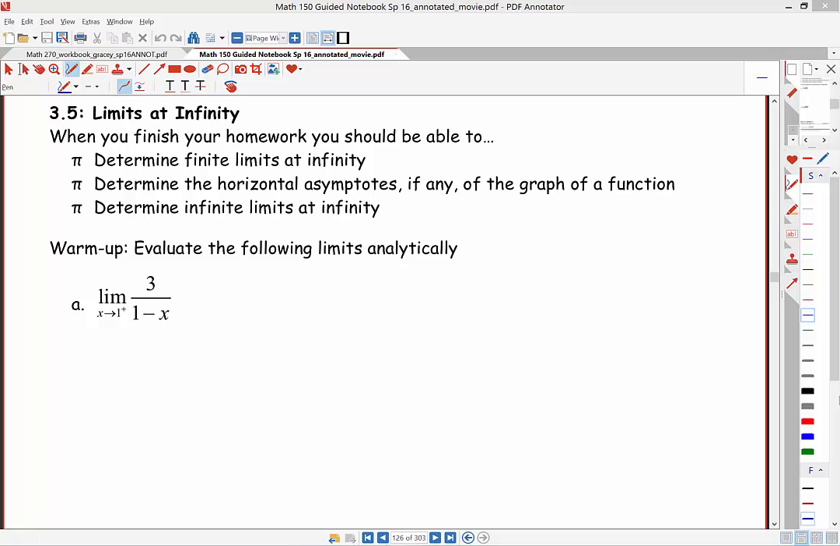Today we'll be discussing limits at infinity from the Larson and Edwards Calculus text.